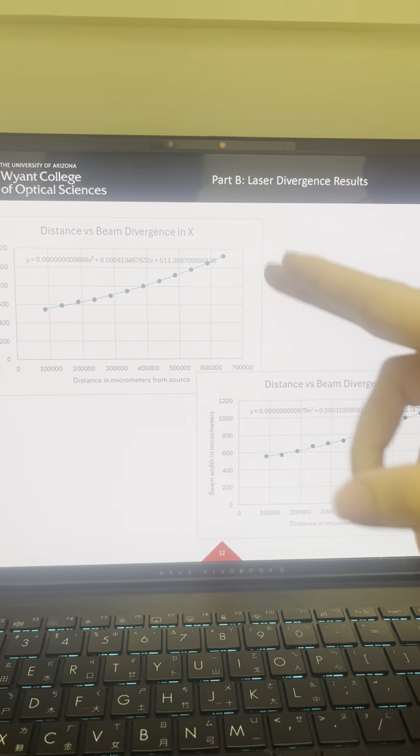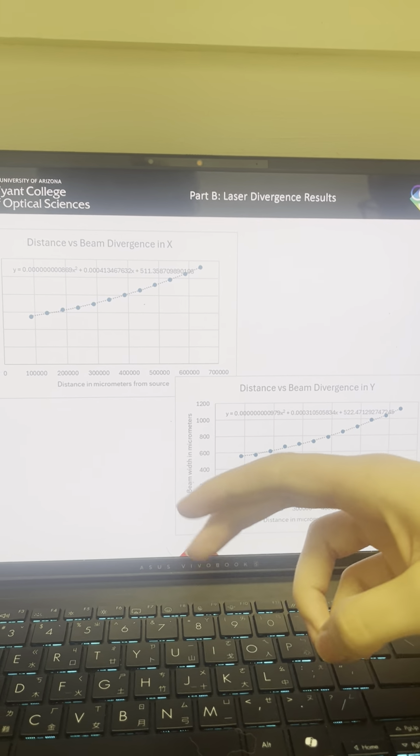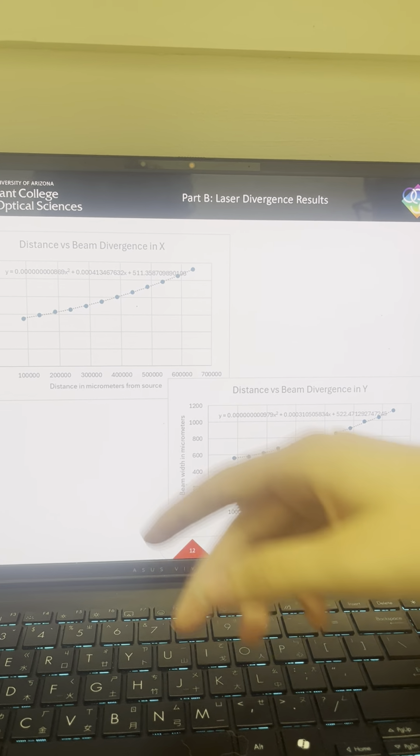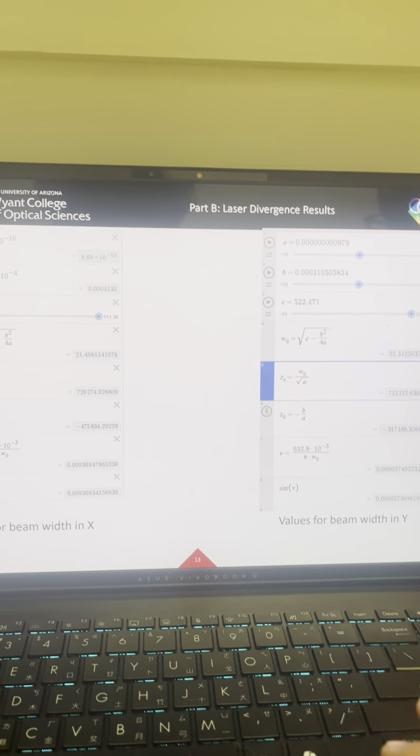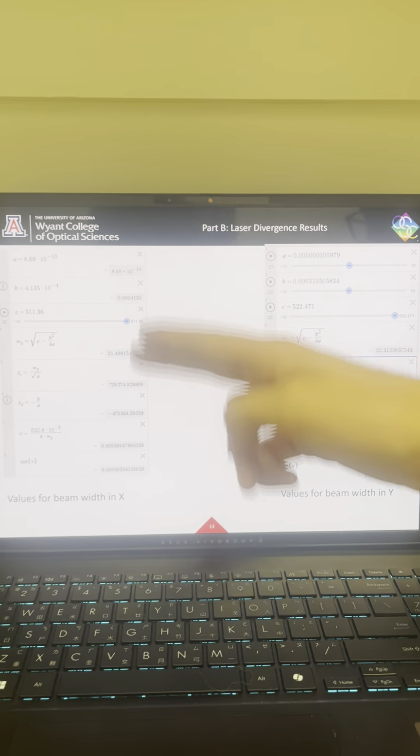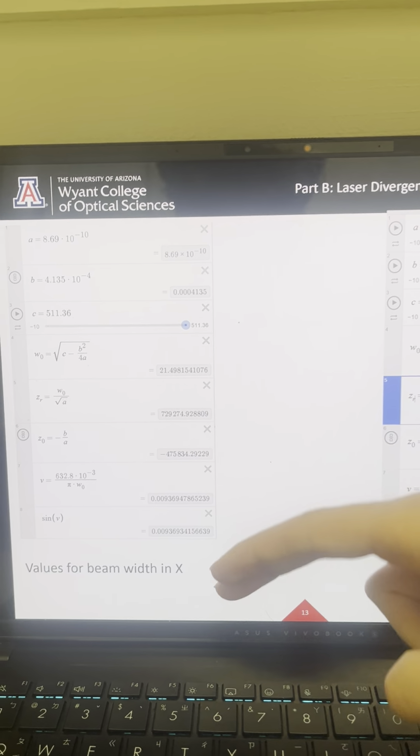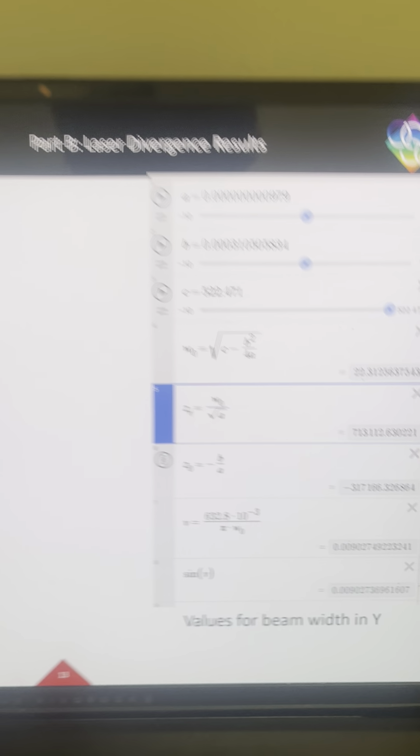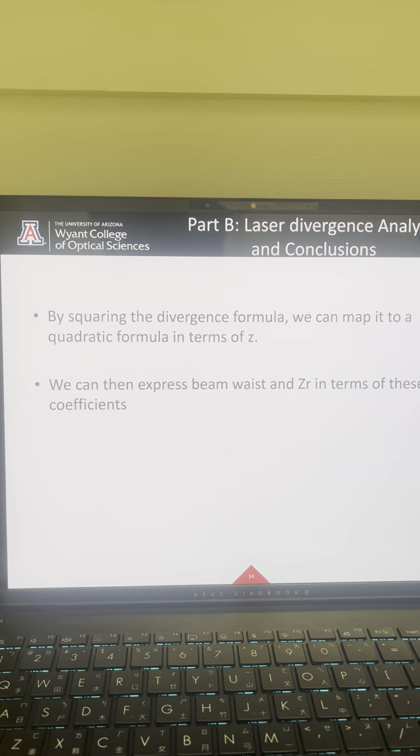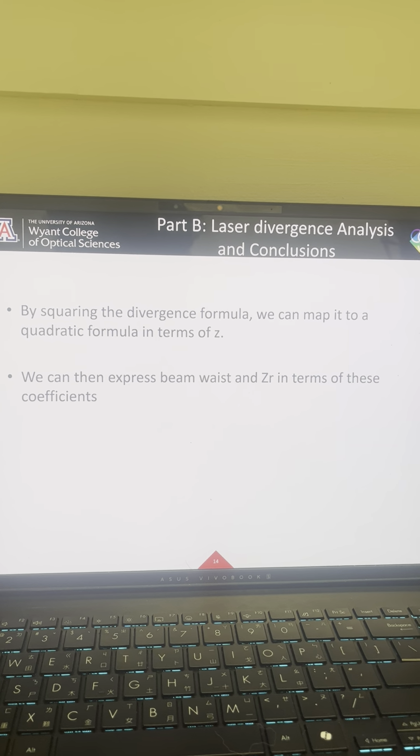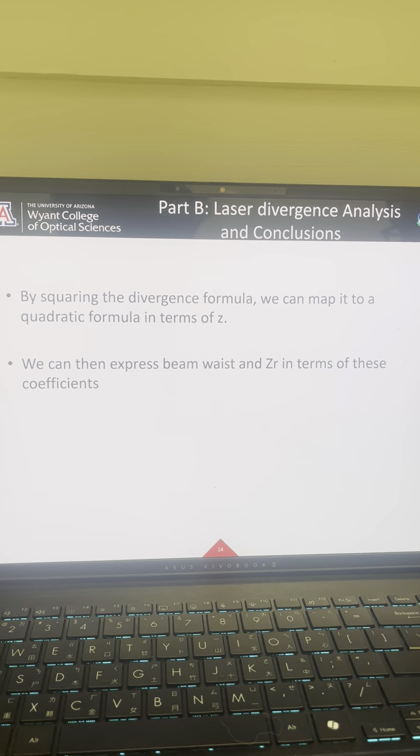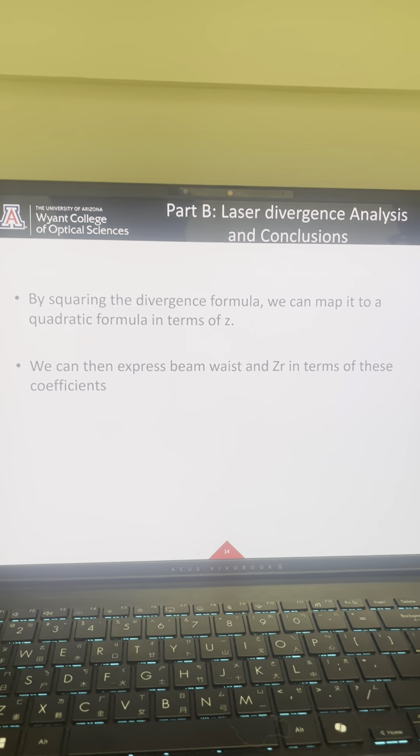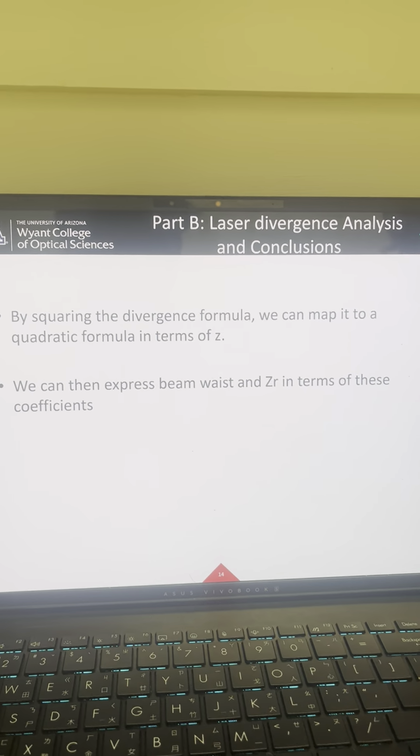I first graphed them, making sure both axes were in micrometers, and then fit a quadratic to them using Excel to find the A, B, and C. Then, using a calculator, I plugged each of the values into the given formulas in lab and produced the following answers, every one of which is in micrometers, except for this one, which is in degrees. So by squaring the divergence formula, we can map it to a quadratic formula in terms of z to help find the coefficients. And then we can express beam waist and ZR, among other values, in terms of these coefficients.